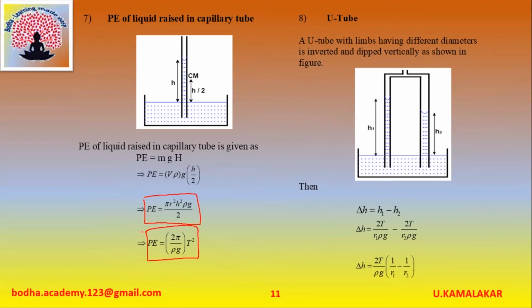Next topic. A U-tube with limbs having different diameters is inverted and dipped vertically as shown in figure. Then height difference of liquid columns raised in capillary tube is given as ΔH = (2T / ρ g) × (1/R1 − 1/R2).